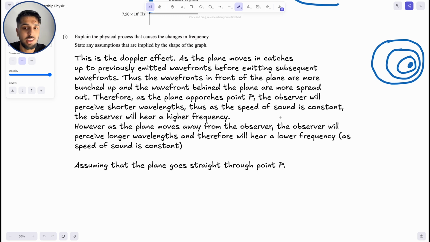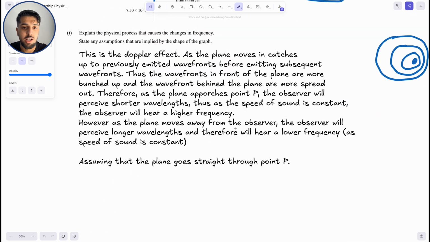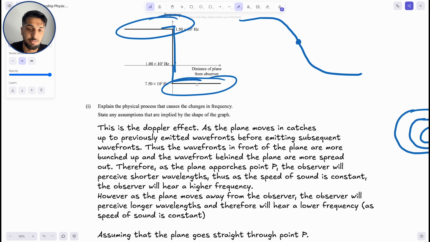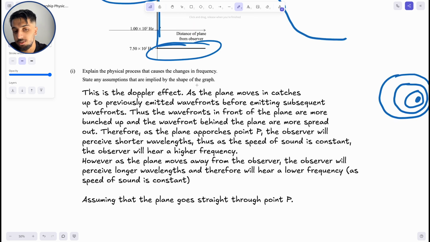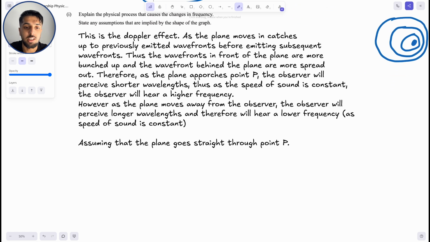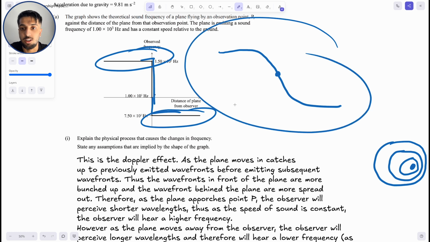Thus, as the speed of sound is constant, the observer will hear a higher frequency, and that is this section right here. However, as the plane moves away, the observer will perceive longer wavelengths and therefore hear a lower frequency. And that's that part right there. Again, assuming the speed of sound is constant. Now, as discussed previously, this all assumes that the plane goes straight through point P, which again will not happen. This is the more likely scenario to happen.